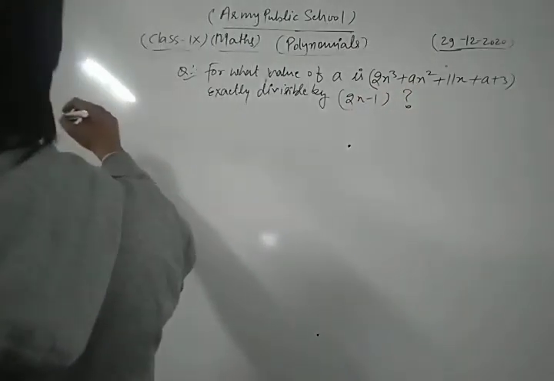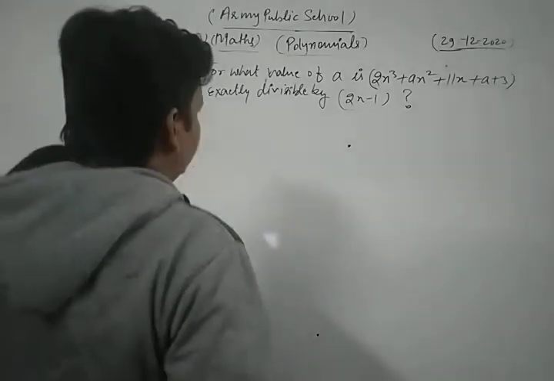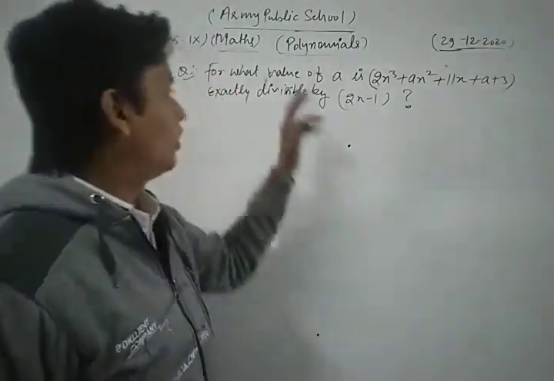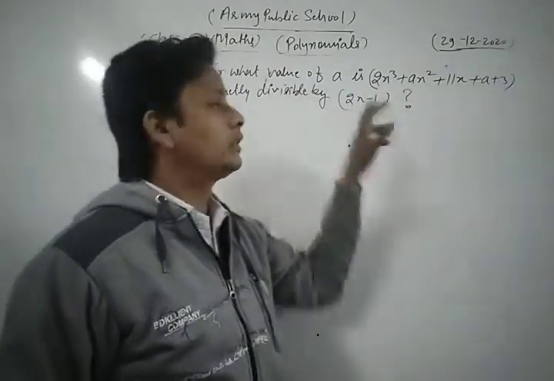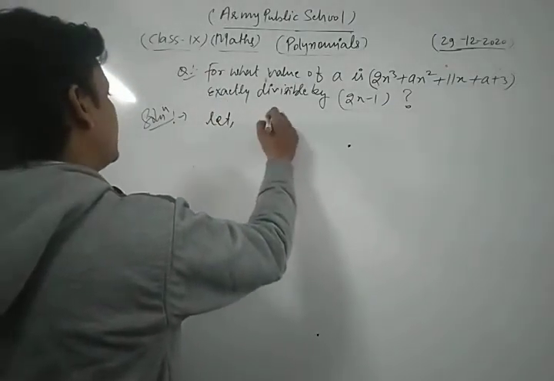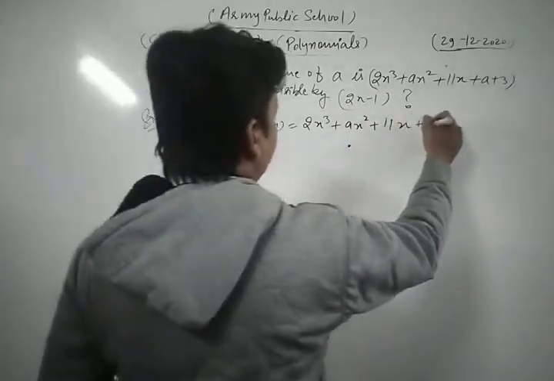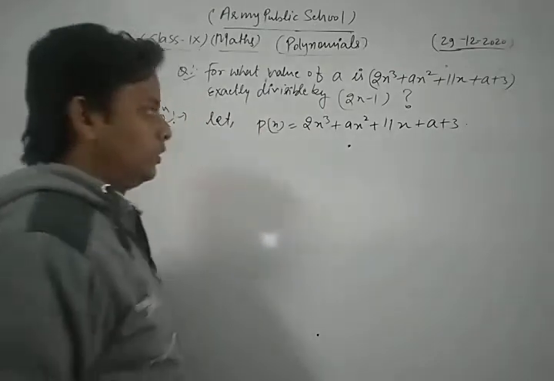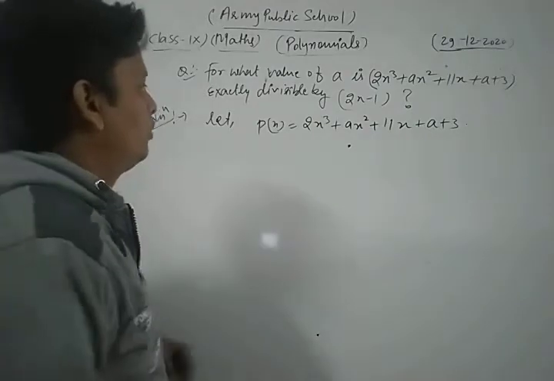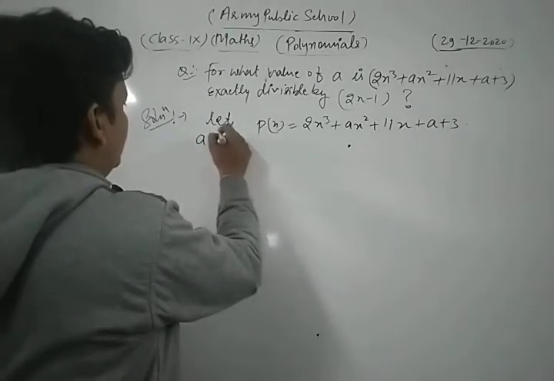Now let's see its solution. In this question, for what value of a is this exactly divisible by 2x minus 1? First of all, let the given polynomial be p(x) equals 2x cube plus ax square plus 11x plus a plus 3. Dear students, we have to find the value of a.